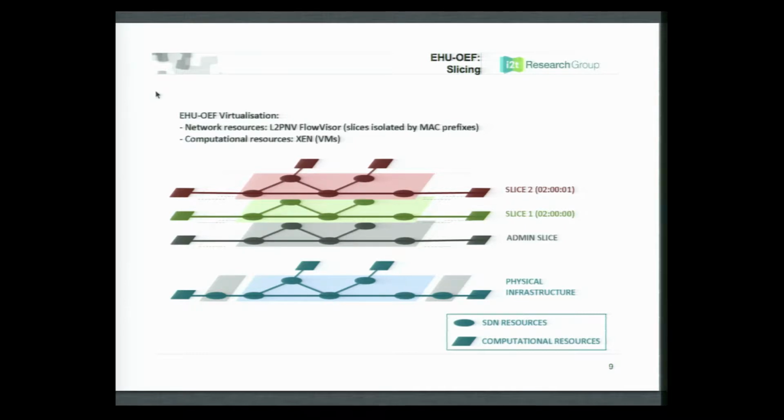So we have here several slices. This is the administrative slice, in which normally you are running only when you get into the infrastructure, and the slices are identified by the prefix of the MAC address.